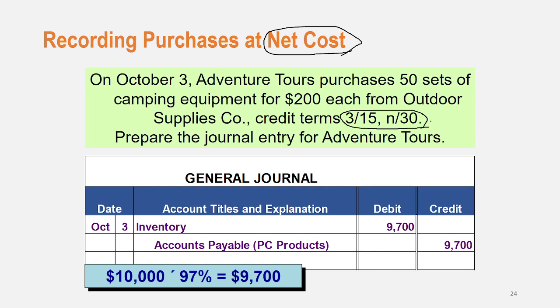We want to prepare a journal entry for Adventure Tours under the net cost method. In the net cost method, we want to consider the total amount after discount.